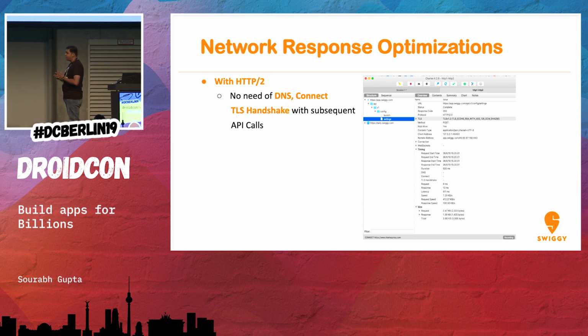So if you have a single host and you are pointing all your APIs to that, and you enable it, whatever API calls you are making and hitting the server, you can expect to get a 20 to 25% improvement in your response time.